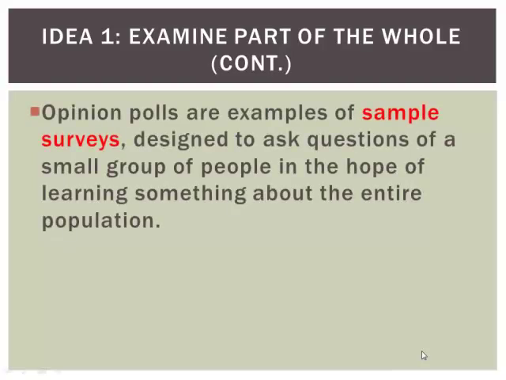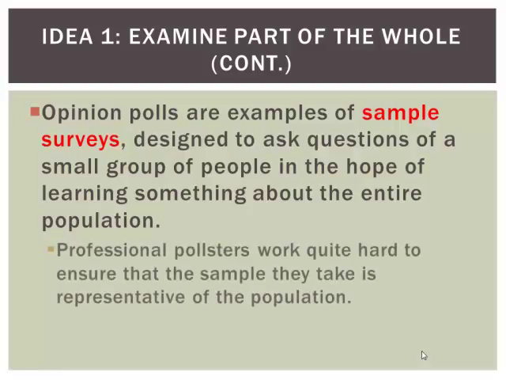Opinion polls are examples of sampling surveys, designed to ask questions of a small group of people in the hope of learning something about the population. Like during the presidential elections, when they sample to see which candidate America is leaning toward, they don't sample everybody. They only sample 1,000 people generally. And they are representative random samples from the entire United States, and that'll give you a very good sense for what the entire population is feeling. The professional pollsters work pretty hard to ensure that the sample survey they take is actually representative of the population. That is key.